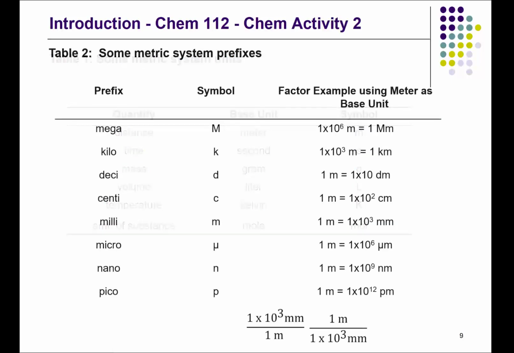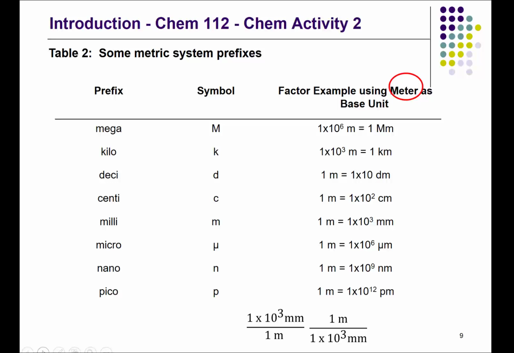In Table 2, we show the relationship of the metric prefixes, using the base unit of meter. The prefixes give us orders of magnitude. You also have these relationships on your formula sheet, which is found at the back of your course pack and linked in Moodle. Each of these are exact relationships, and each of these, in fact, represent a conversion factor.